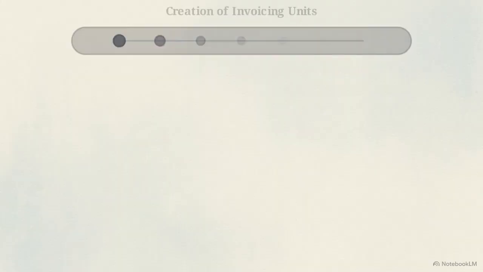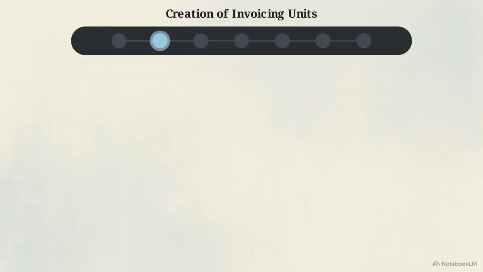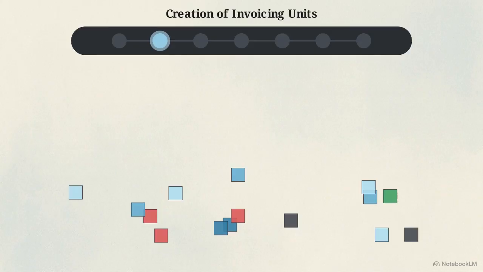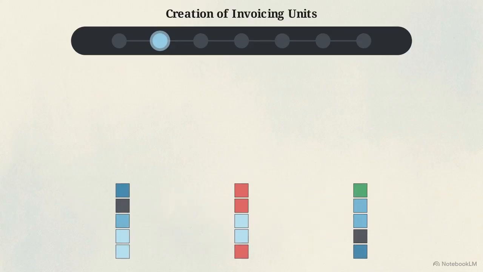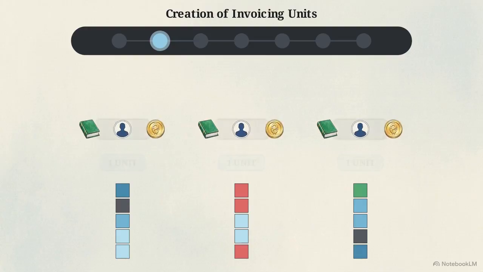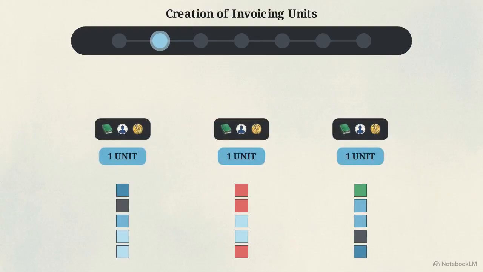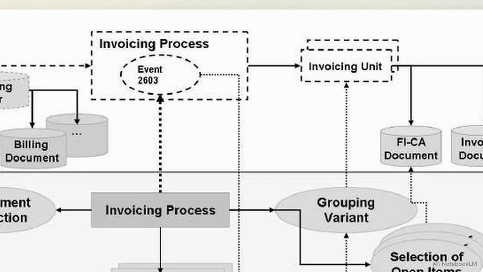Step 2 is the creation of invoicing units. The selected orders must now be bundled. By default, the system groups all billable items that share the exact same contract account, business partner, and currency into a single unit. This flowchart illustrates how architects override that default. The invoicing process branches through a grouping variant to control the creation of the invoicing unit.